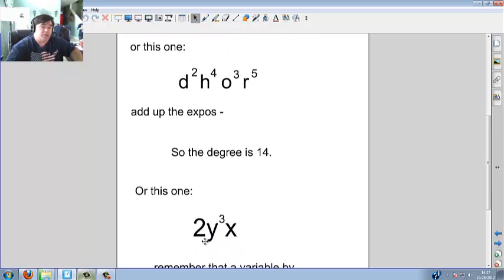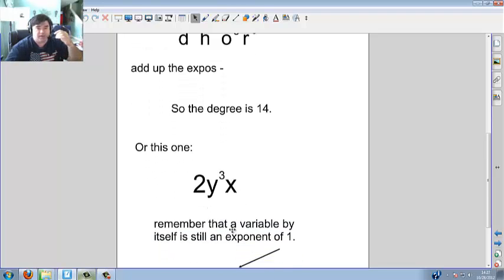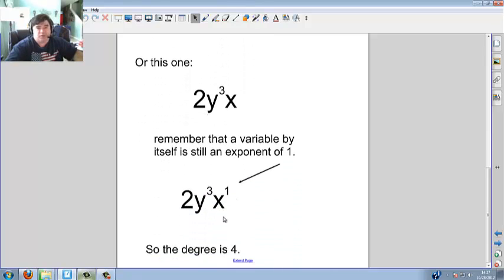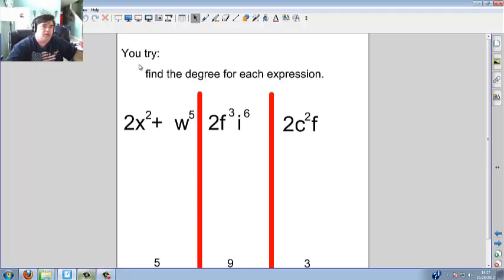Or this one, 2y cubed x. Now x by itself is x to the first, so 3 plus 1 makes 4. Remember that a variable by itself is still an exponent of 1. So we add 3 and 1 to make 4. You try. Find the degree for each expression. Go ahead. Let's see what you come up with.